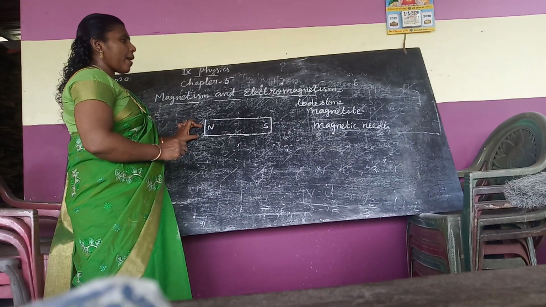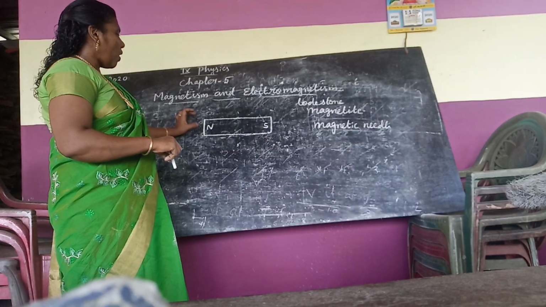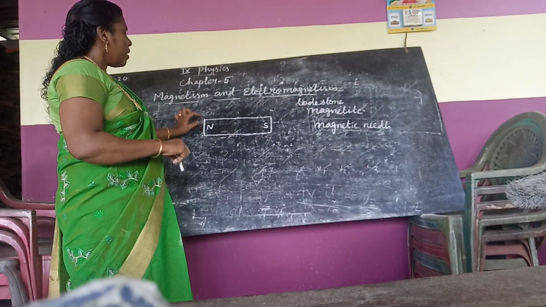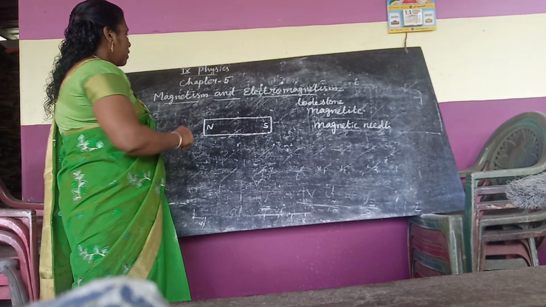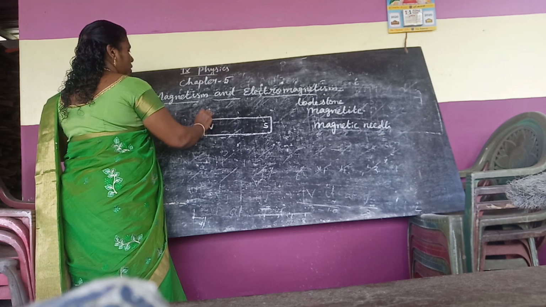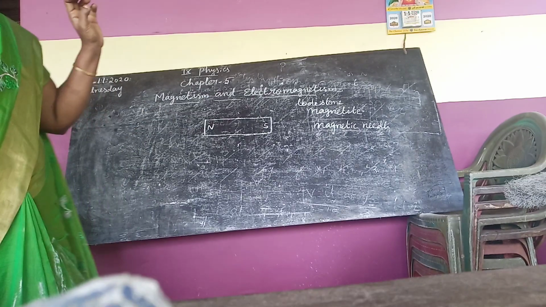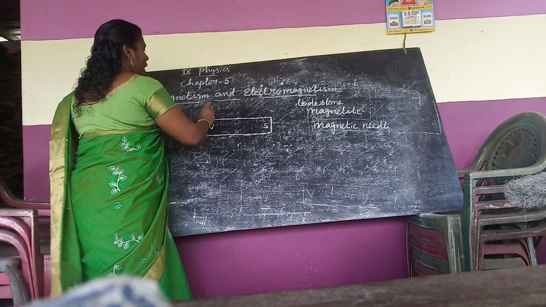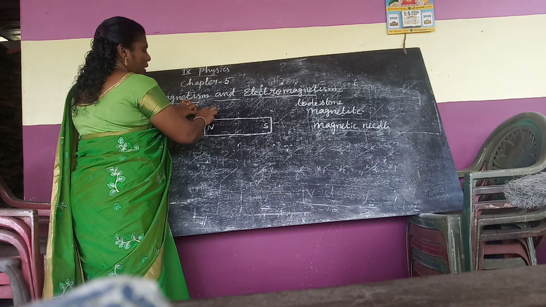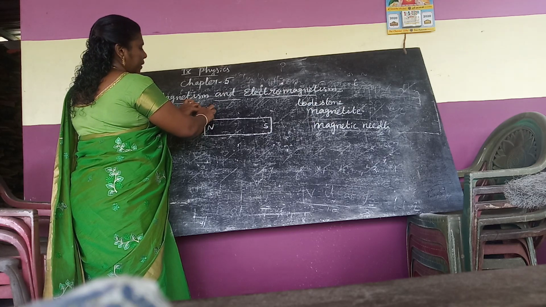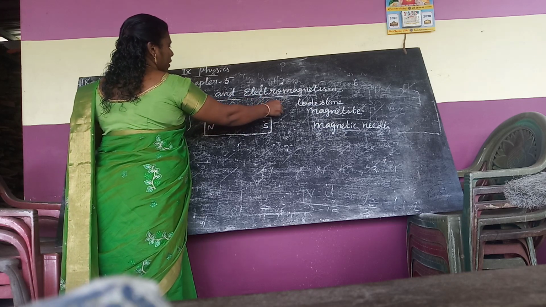Now we can draw the magnetic lines of force by using the magnetic needle. Suppose we keep the magnetic compass here near the north pole, and put a dot. The arrow mark pointer will show north. Like that you keep the magnetic needle, and where the pointer shows the arrow mark, there you put a point. Like that here also.